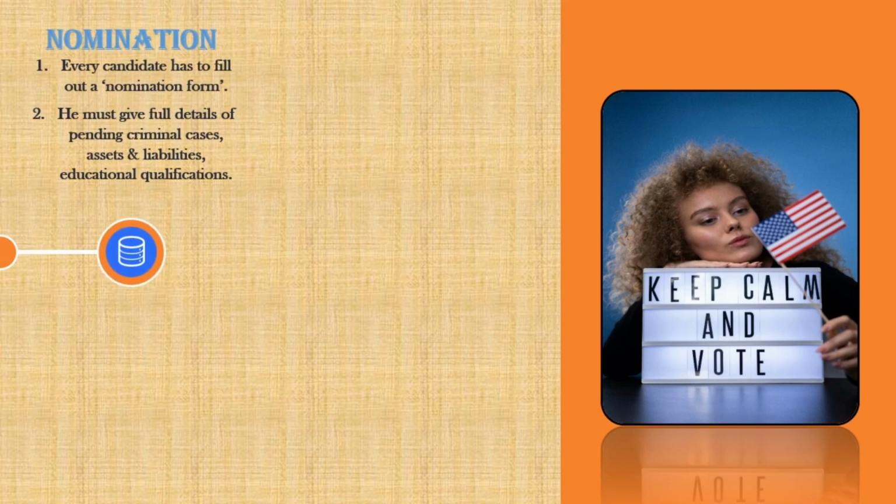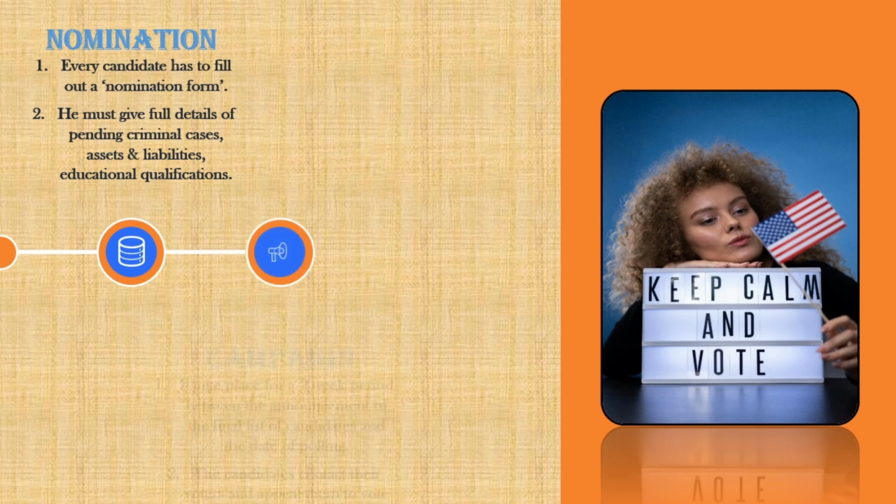Every candidate has to fill out a nomination form and submit it to the representatives of the Election Commission. In the nomination form, they must give full details of pending criminal cases, assets and liabilities, and educational qualifications. These details in the nomination form are made public for voters to make an informed decision.